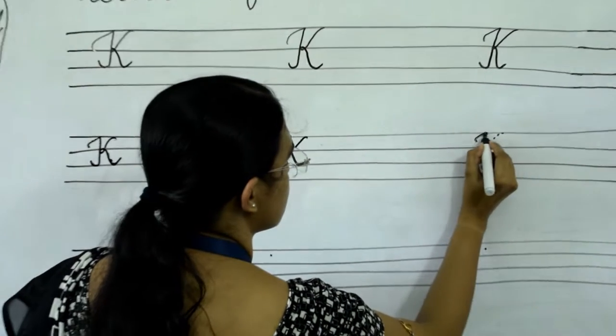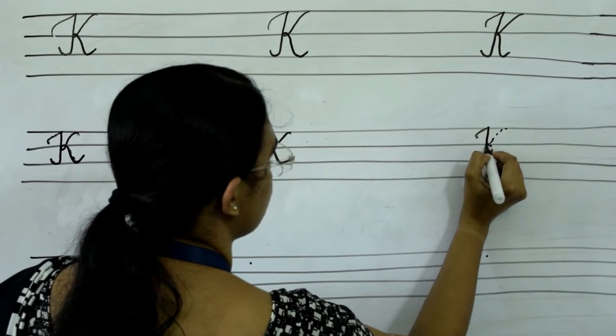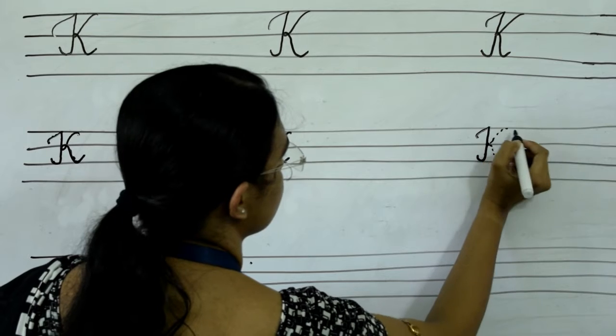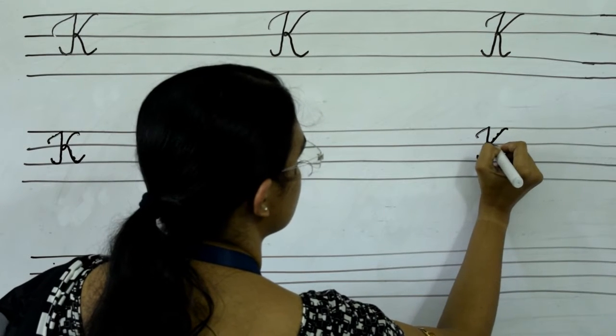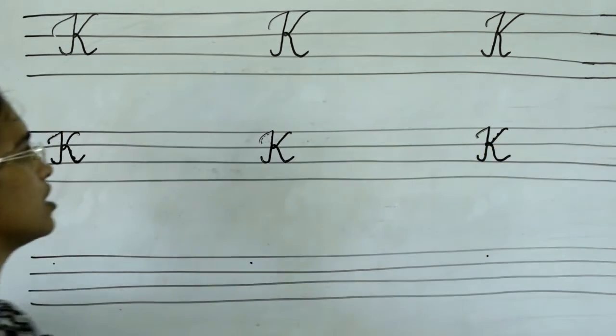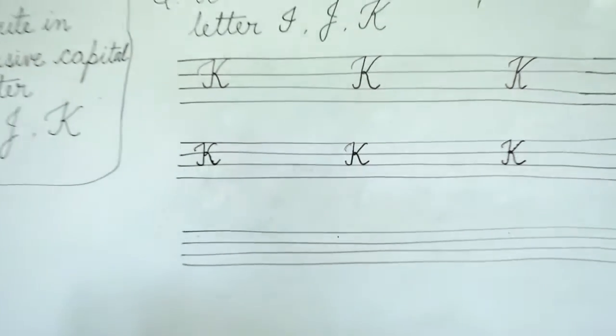Again we have to trace the letter K. First curved line, then straight line, then again curved line, then again two curved lines like this. This is cursive capital letter K.